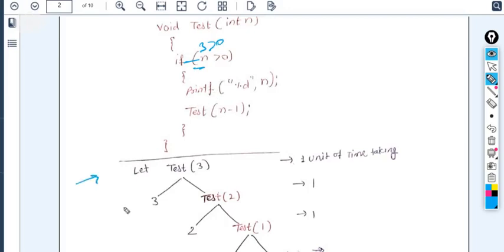This is the recurrence tree method, to represent this function. I'm trying to solve this algorithm with the help of a recurrence tree. So test 3 is here. Yes, n is greater than 0, so it will come here and print the n value. What is the n value? 3, it will print here. Next, it will do n minus 1, that means n minus 1 is 2 here.